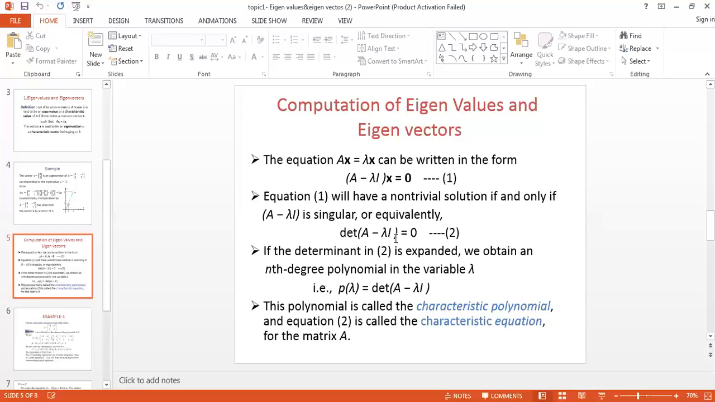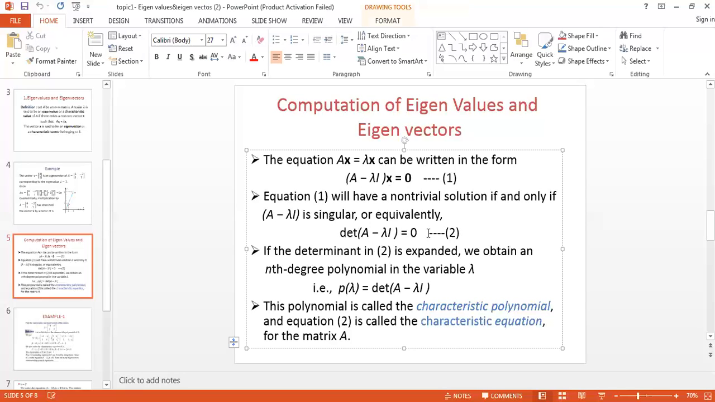So if we expand this, we will get one equation. That equation is nothing but the characteristic equation. And the roots of the characteristic equation are called eigenvalues. Eigenvalues or characteristic roots.